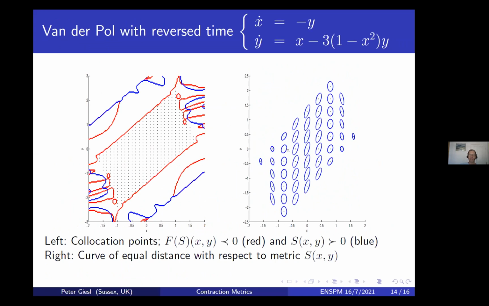And a nonlinear example is the van der Pol equation here with reverse time. So the equilibrium at (0, 0) is asymptotically stable. And again, here you see our collocation points. In red is the boundary of the area where f of S is negative definite, and blue is the boundary where S fails to be positive definite. So in here, it's a valid contraction metric. And here you can clearly see that the metric depends on the points, it really varies. And you get an impression of where you have more sensitivity in certain directions.